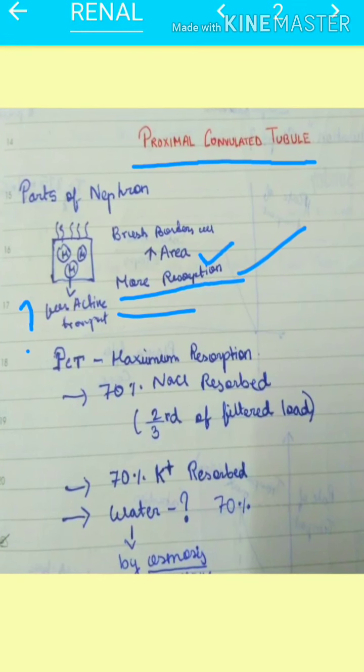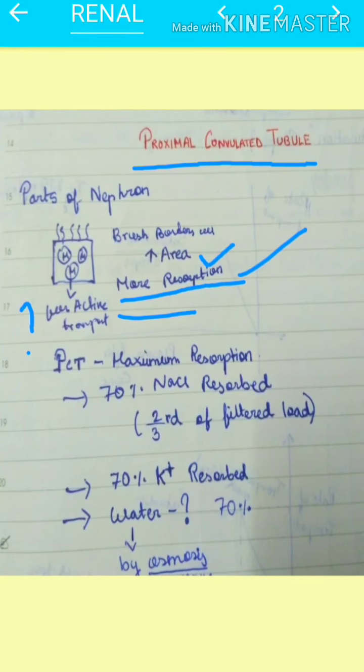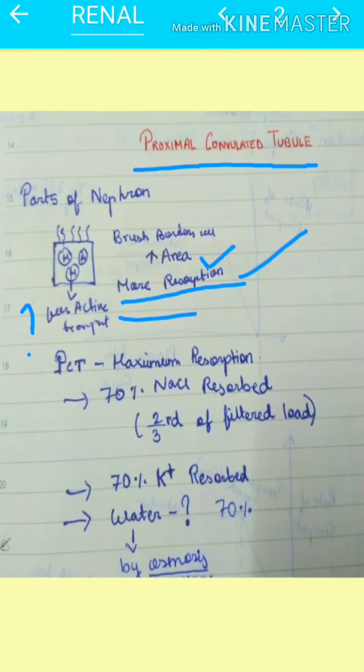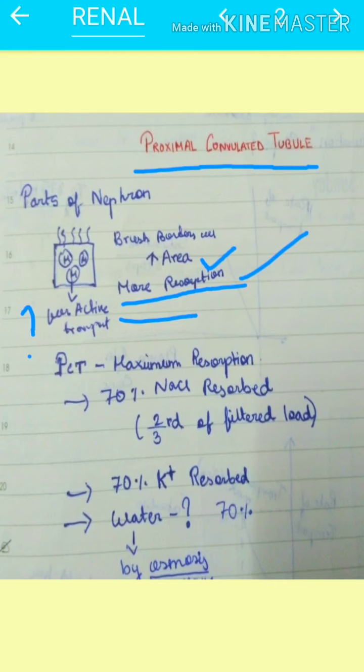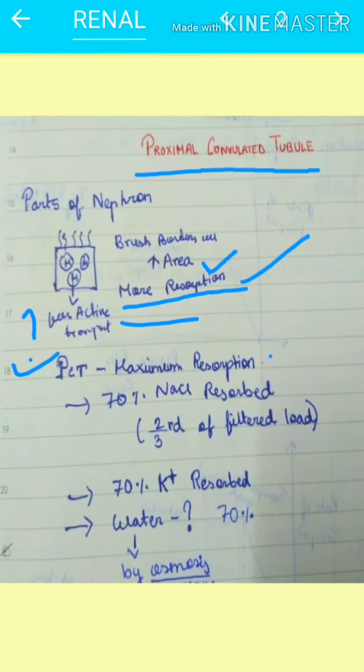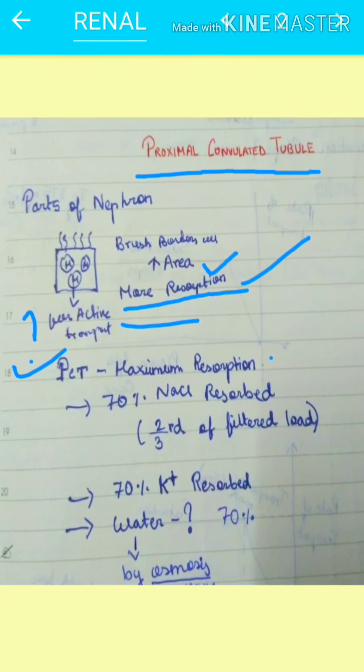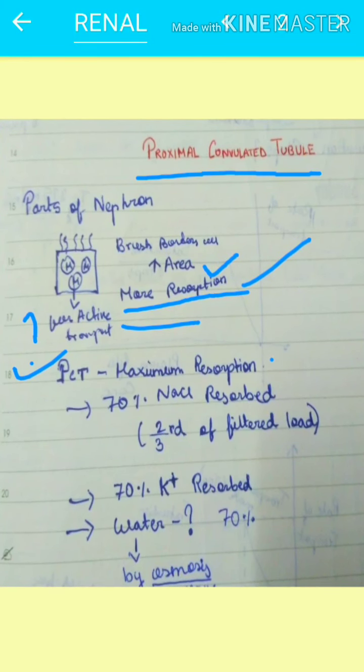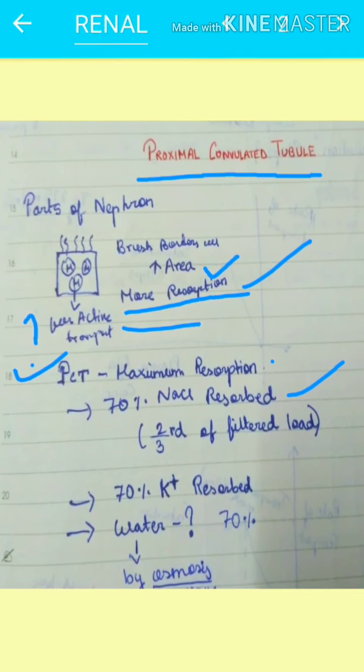Second, PCT is the area in a nephron where the maximum resorption will take place. And near about 70% NaCl is resorbed here, 70% of potassium is resorbed here, and for water we will see in the next slide. So now we will see how water gets resorbed in the PCT.